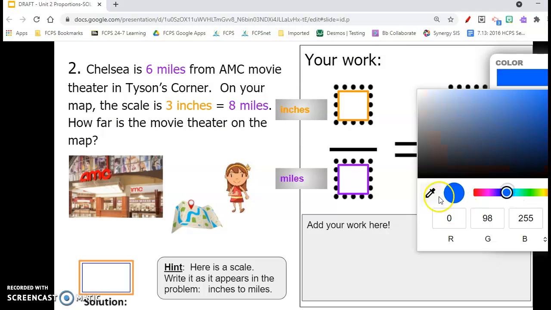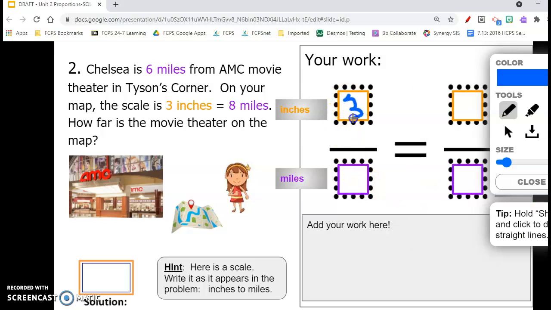So I see that on your map, the scale is 3 inches. Okay, so we have 3 inches to 8 miles. And Chelsea is 6 miles from the movie theater. Both units on the top are inches, and the units below are miles. I see them labeled downstairs, or in the denominator, is miles, and I don't know how far she is on the map. So I put my numbers in the correct units on the numerator.